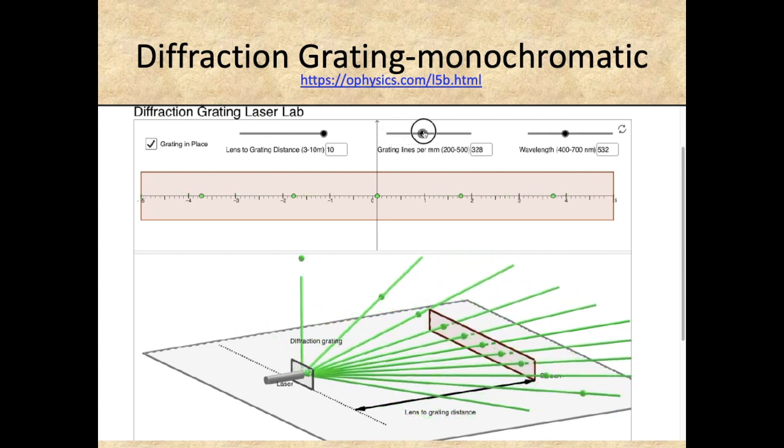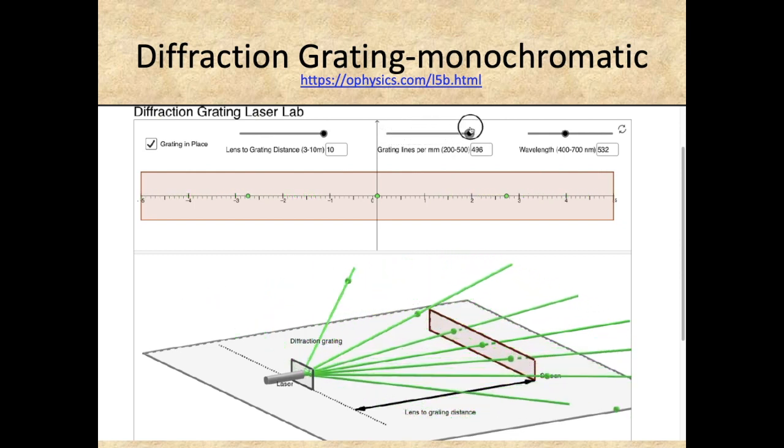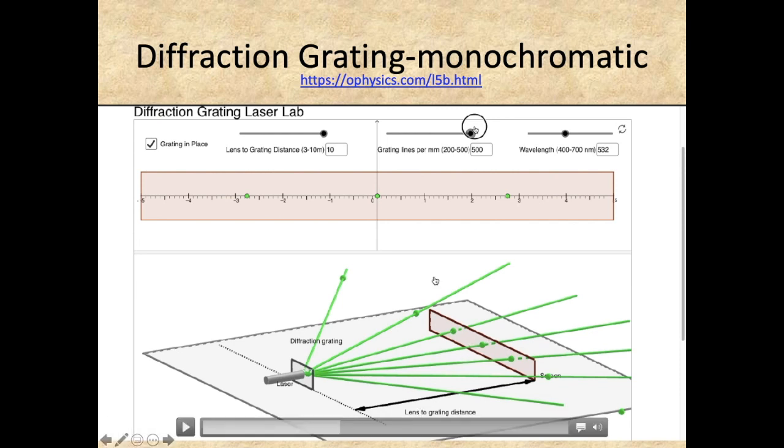Increasing number of lines per millimeter. This means I am dividing 1 millimeter into 500 lines. At the beginning, the millimeter was divided into 200 lines. So the width of each individual slit between each line is getting smaller. The pattern is getting wider and wider.